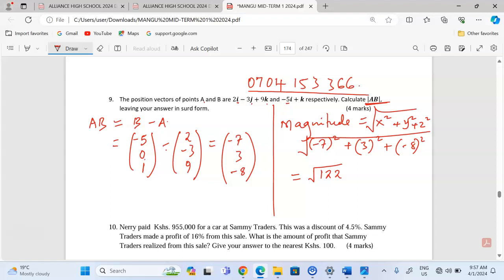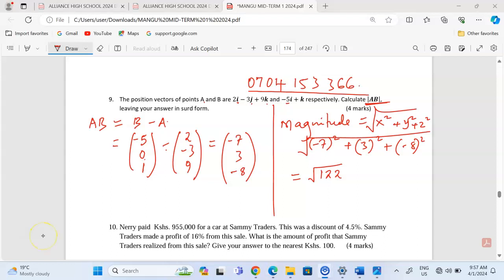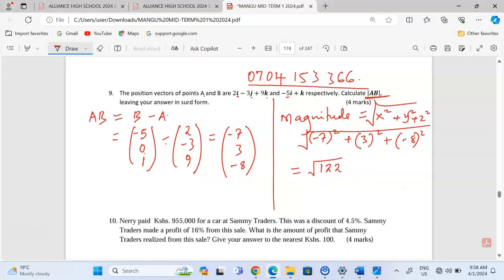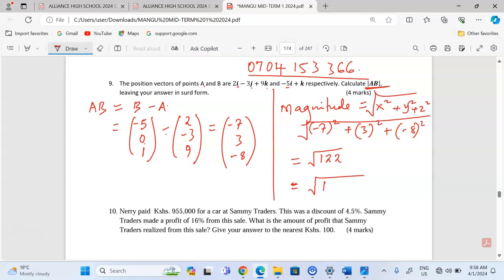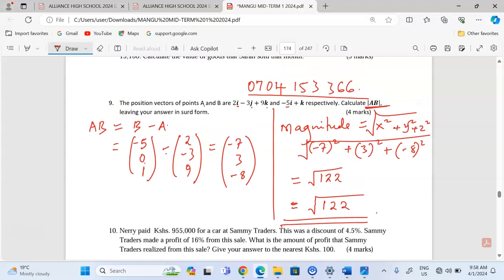For example, we look at any possible perfect square inside 122, and you discover that you cannot factor out 4. You cannot factor out 9. You cannot factor out 16. You cannot factor out 25. And so this magnitude in surd form remains the most simplified form.